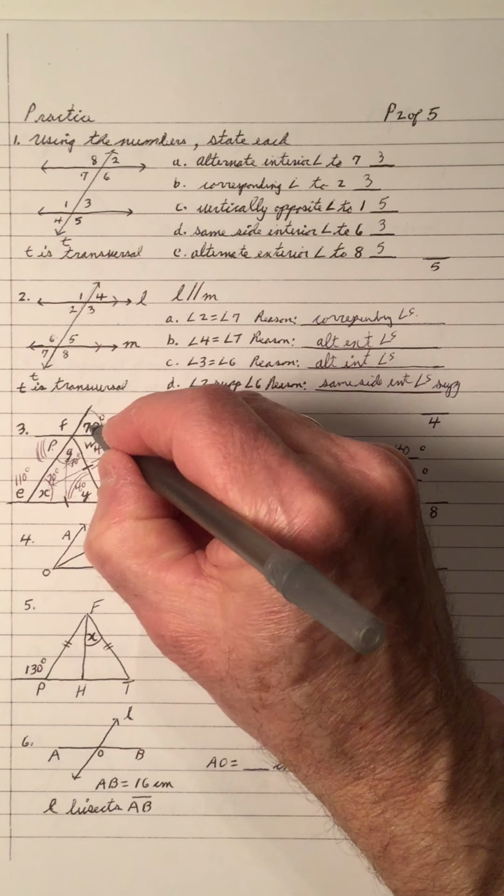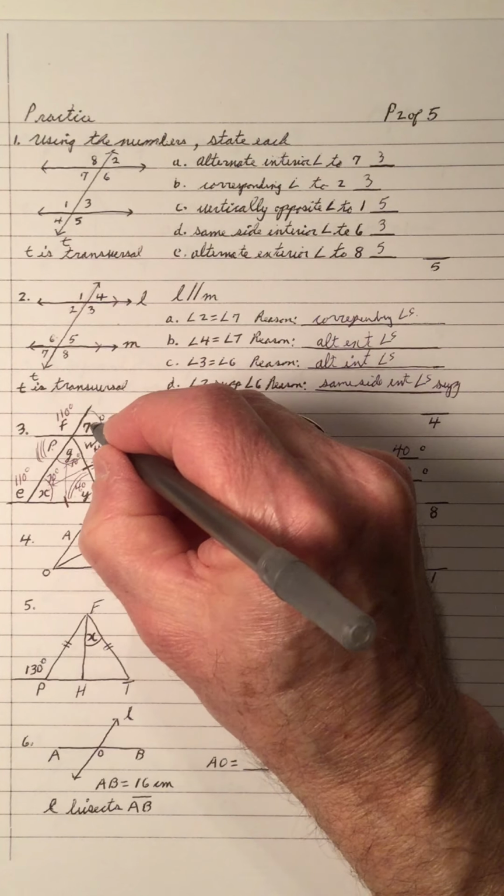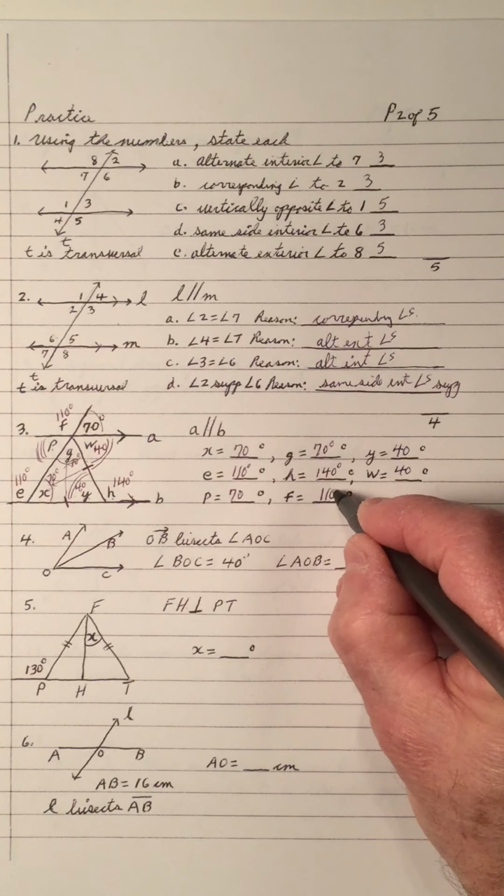And F, if that's 70, F is 110 because straight angle. There's a straight angle right here. So F is 110. Okay.